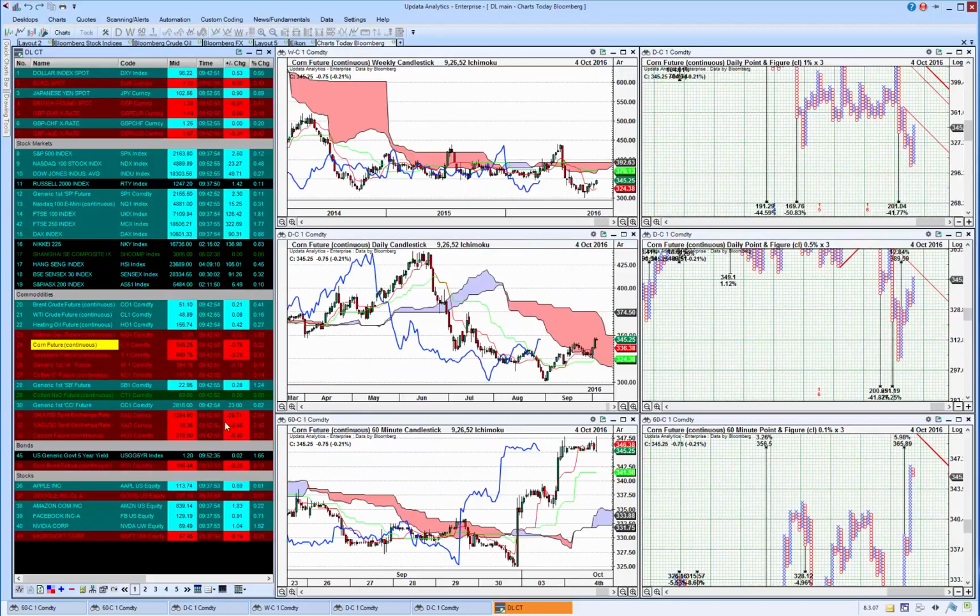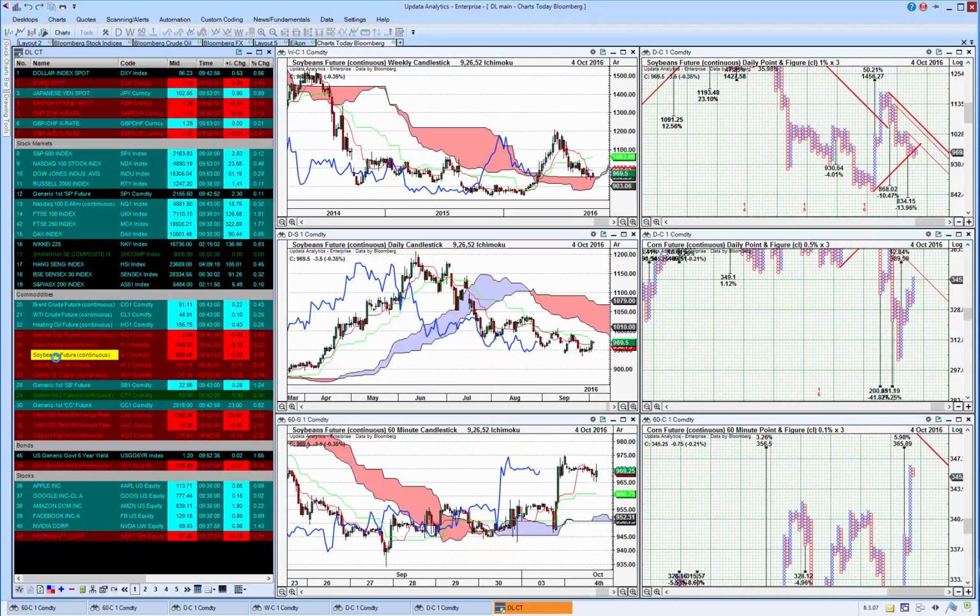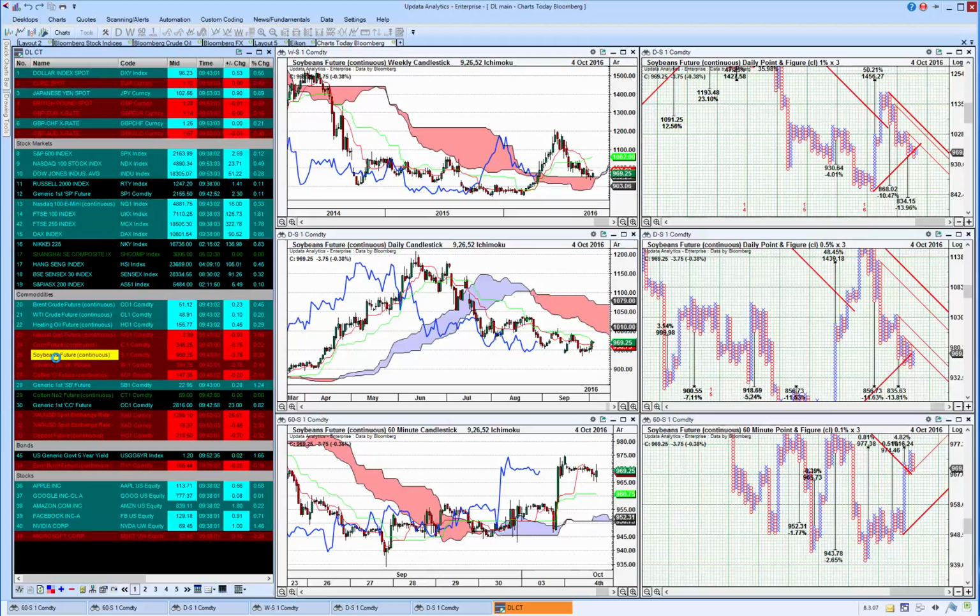Corn is looking bullish short term, but has been bearish with quite a lot of downward pressure here. So softs generally not looking great with these downside targets and below the cloud.